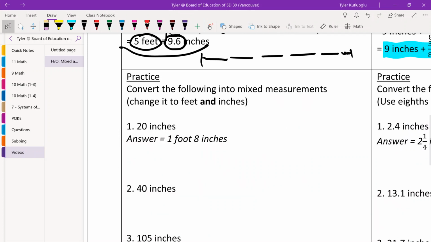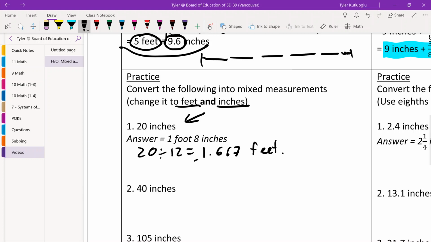Let's do some more. Okay, so this one is 20 inches, and I'm going to convert it to feet and inches. So when I do 20 inches converted to feet, I have to do 20 divided by 12, and that's going to give me 1.667 feet. So I'm going to break that into, I have 1 foot plus 0.667 feet.